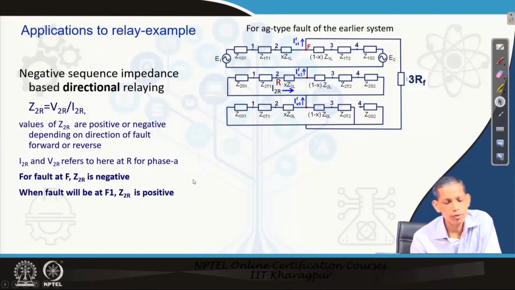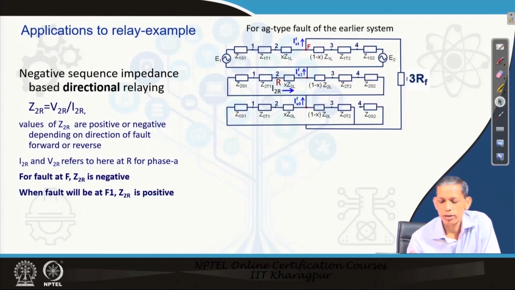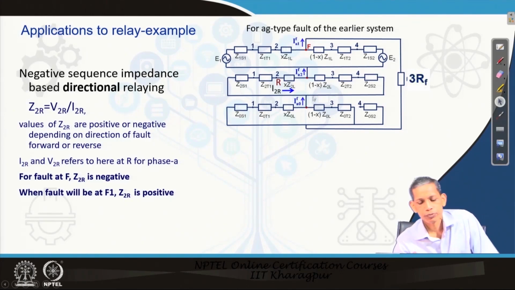Now, for directional relaying purposes, the negative sequence component is very useful. See this sequence diagram which we have used earlier, for a line to ground fault case. A fault happens at any point, and then the positive, negative and zero sequence diagrams are connected with 3 times the fault resistance, and we have connected like this.